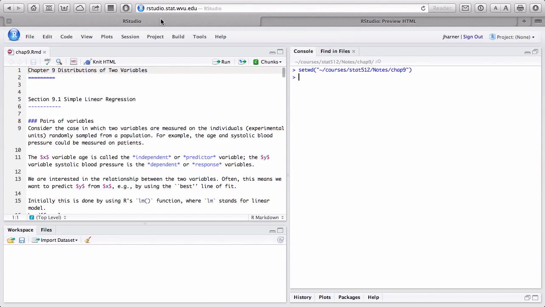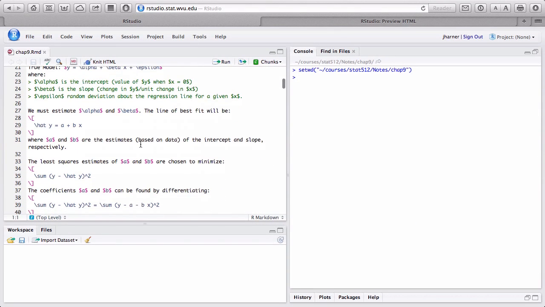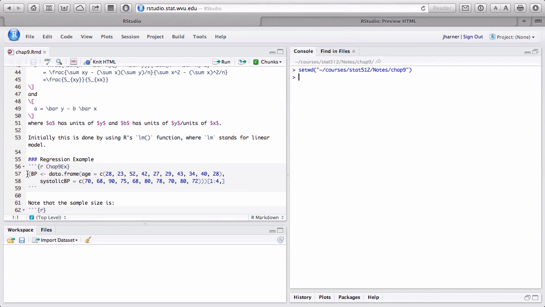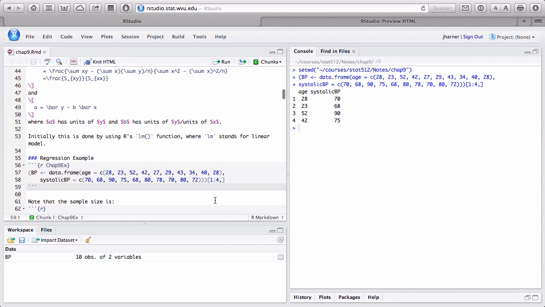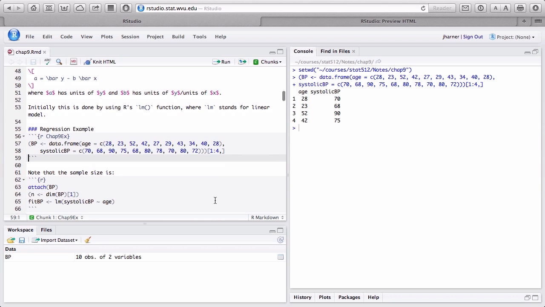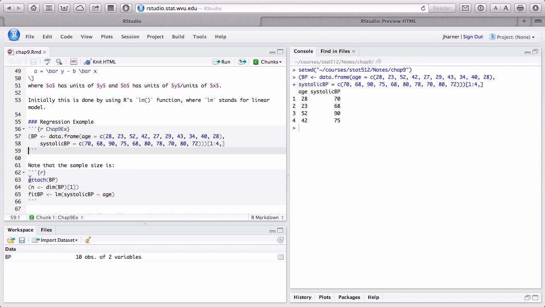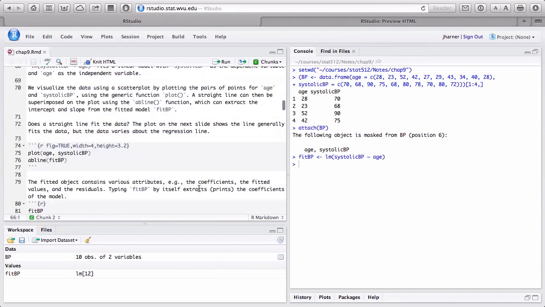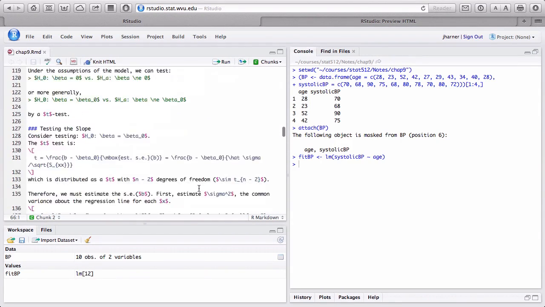What I'd like to do is step through this, and I need a few things earlier on. So I need to read in BP. And I'm going to attach BP, so I need to do a few things here. I'm going to attach it. I'm going to get the fitted value for the model.